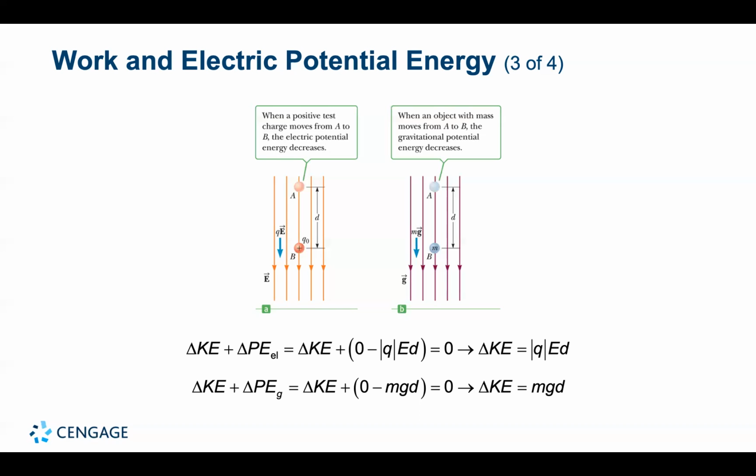In a similar way, the mass in the right-hand figure gains kinetic energy equal in magnitude to the loss of gravitational potential energy. So for positive charges, you can see that electric potential energy works very much like gravitational potential energy. In both cases, moving an object opposite the direction of the field results in a gain of potential energy. And when the objects are released, the potential energy is converted to the object's kinetic energy.